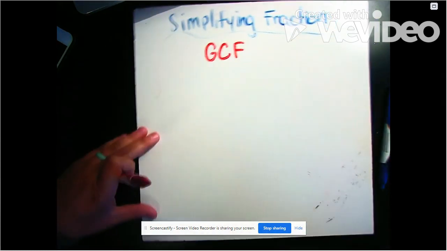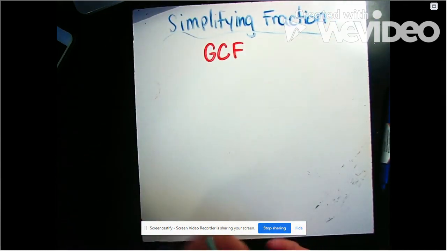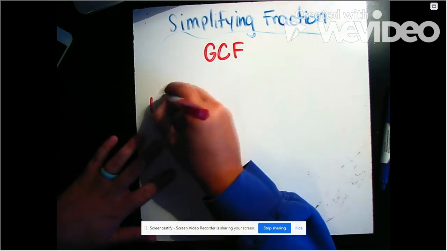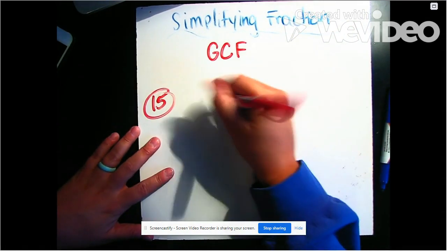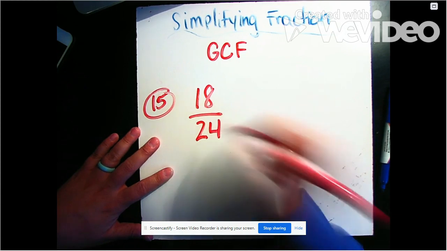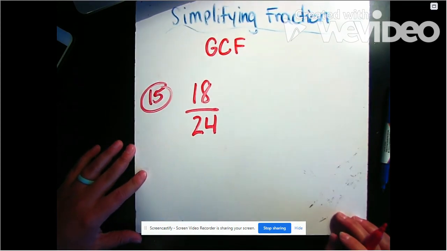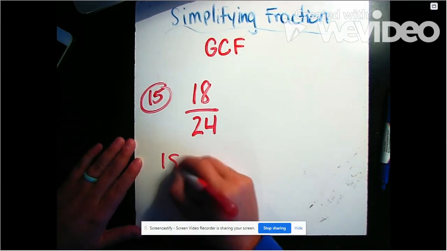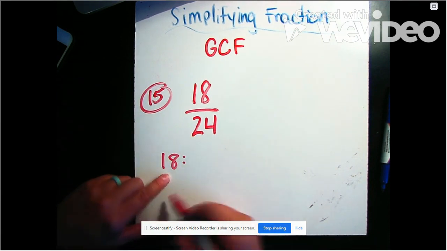To do the greatest common factor method, you really have to make sure that you know your multiplication facts. Okay, so let's do another one. Let's see if I can find a little bit of a harder one. Number 15 says 18/24. To find it using the greatest common factor method, I first need to find the factors of each number, 18 and 24.